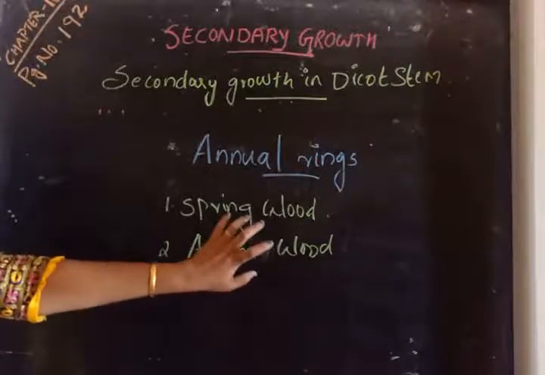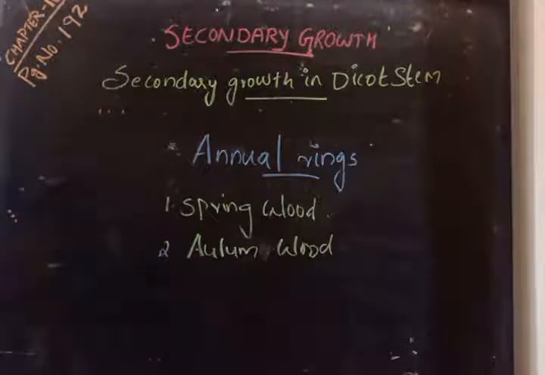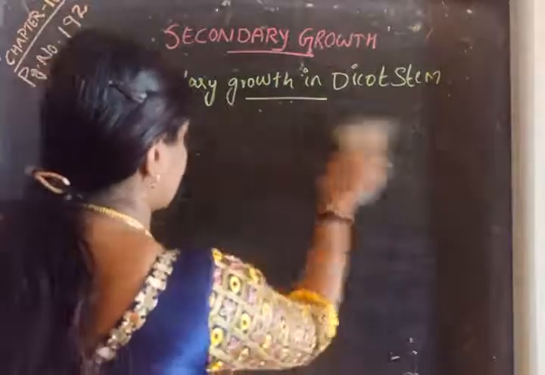First, spring wood is formed during spring season, whereas autumn wood is formed during autumn season. In spring wood, the cambial activity is very active, whereas in autumn wood, the cambial activity is much less compared to spring wood. Then, in spring wood, the number of xylem elements is large, whereas in autumn wood, the number of xylem elements is fewer. In spring wood, the xylem vessels and tracheids have wider lumen, whereas in autumn wood, the xylem vessels and tracheids have narrow lumen. And the wood is darker in autumn wood, whereas the wood is lighter in color in spring wood. We can look at the difference between spring and autumn wood in detail.